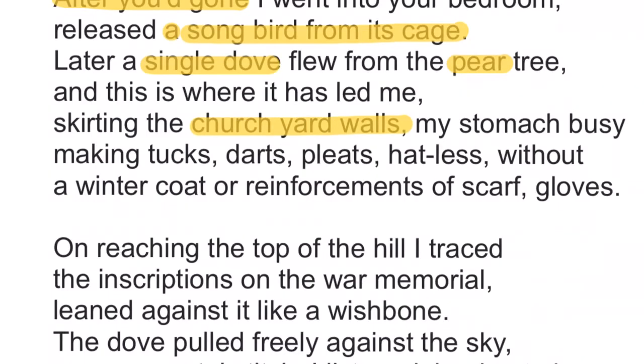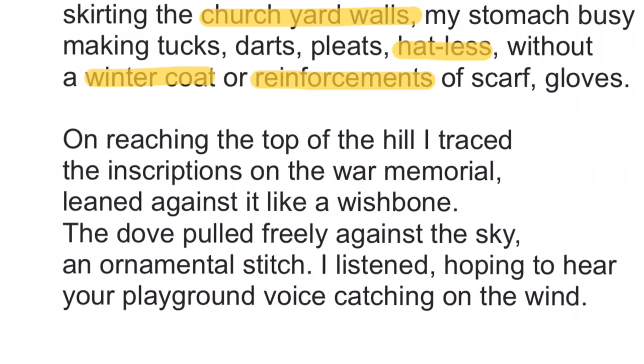Consequently, she's gone out in the winter. It's November, remember. She's hatless. She's not wearing a winter coat, and she ironically describes these clothes as reinforcements, again using this military language to show her grief at the fact that he's been killed in war. Next, the church is on top of the hill, and so that's a literal description, but reaching the top of the hill is like the soldiers going over the top in the trenches. Once again, we're reminded of the First World War.